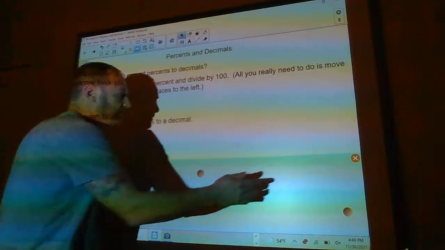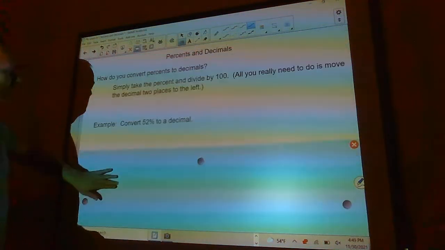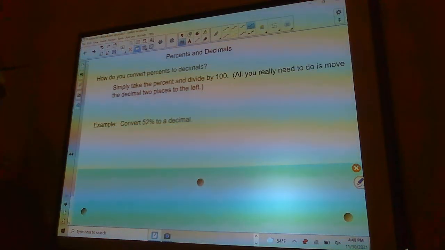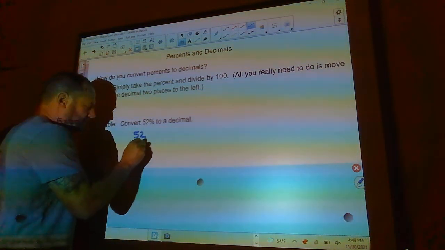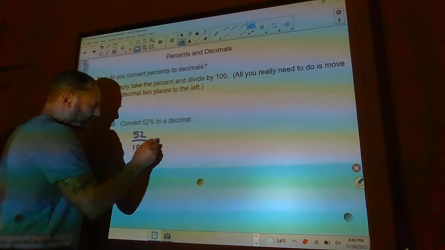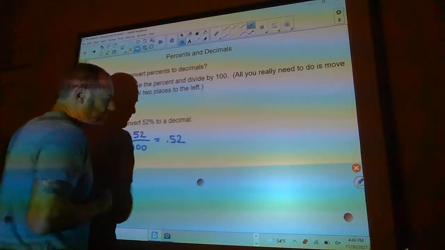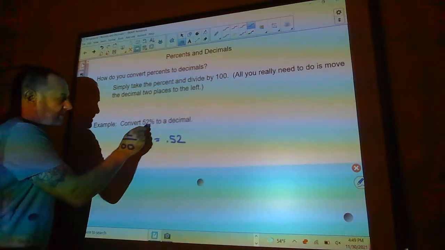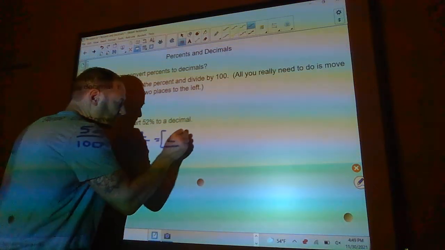So, for this example here, we're going to convert 52% to a decimal. So, the official way is you take 52 and you divide it by 100, and that works out to be 0.52, or you can just take the decimal point, which is right here, and move it 2 to the left, and you get 0.52. So there you go.